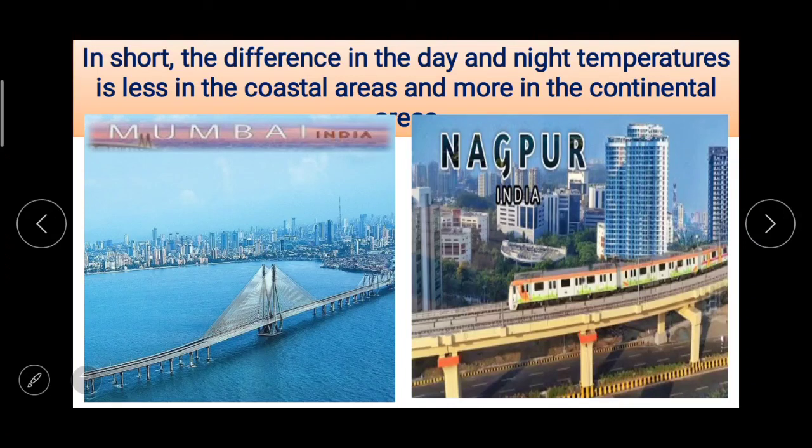So it depends on things like nearness to the sea, and if we talk about Mumbai, it is near to the sea, and if we talk about Nagpur, it's all about the continentality, height above the mean sea level and physical setup. Now one more thing, if we talk about Nagpur and Mumbai, then urbanization and industrialization.